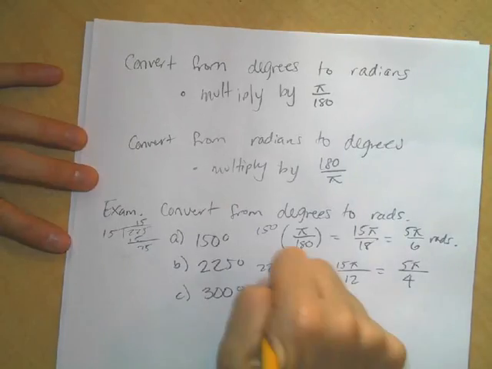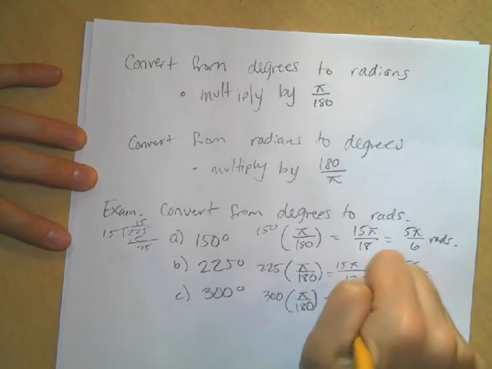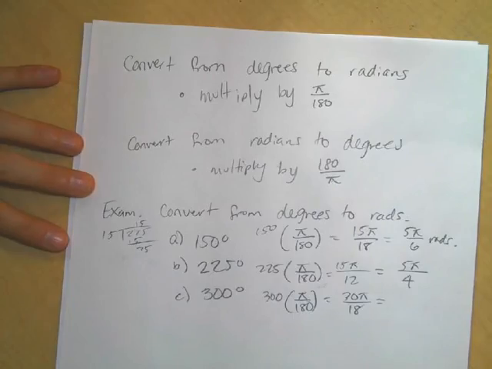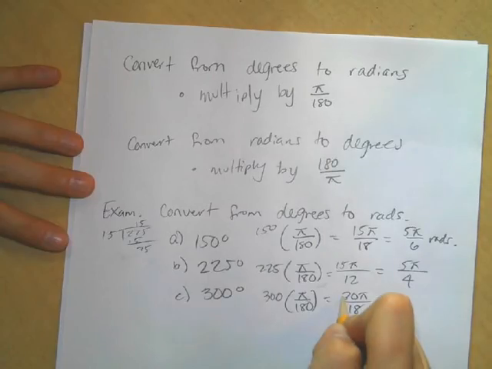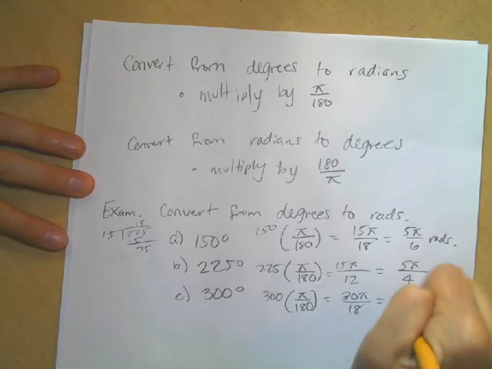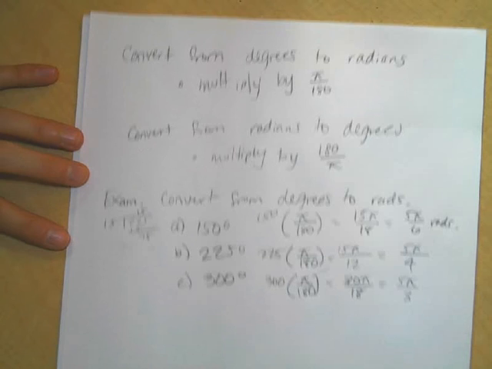For 300, we'd again multiply by pi over 180, get rid of the zeros, so 30 pi over 18. They can both be reduced by what? 30 and 18? 6. So 5 pi over 3. So that's converting from degrees to radians.